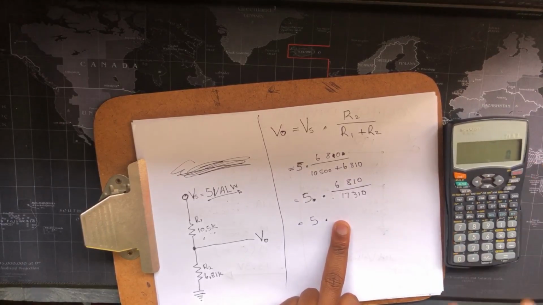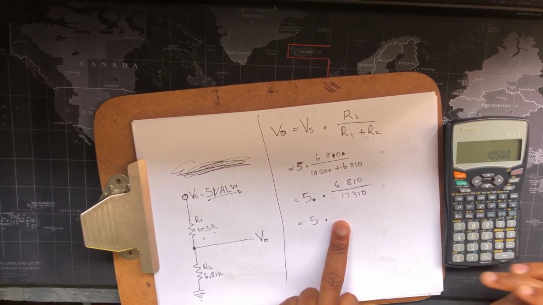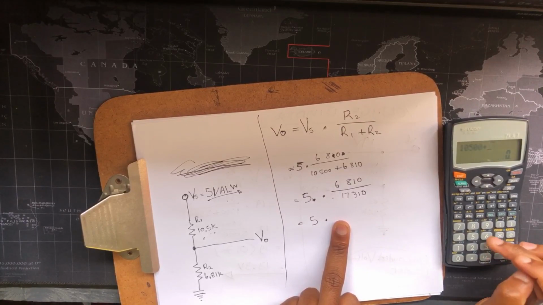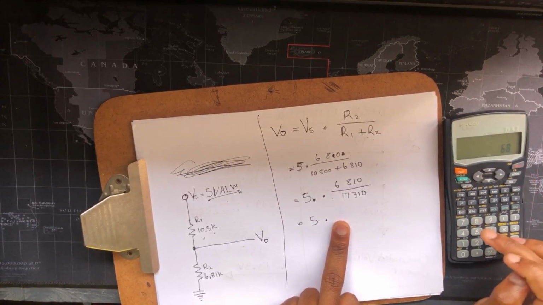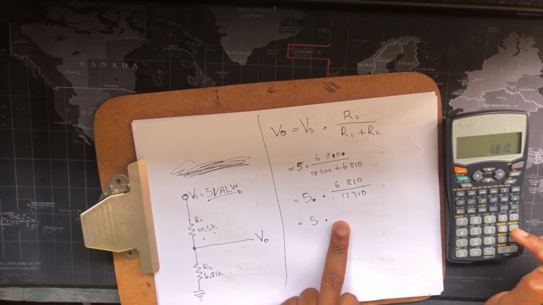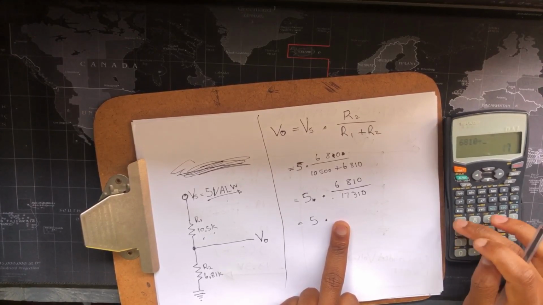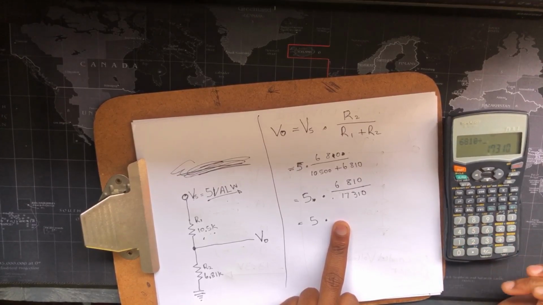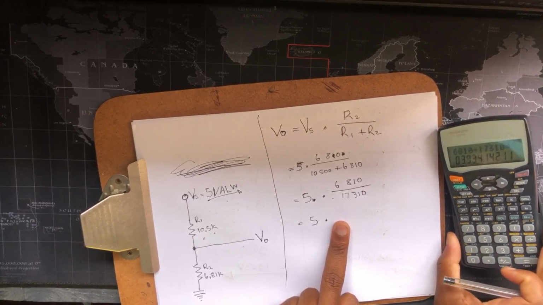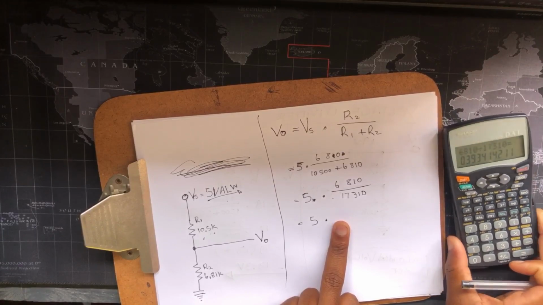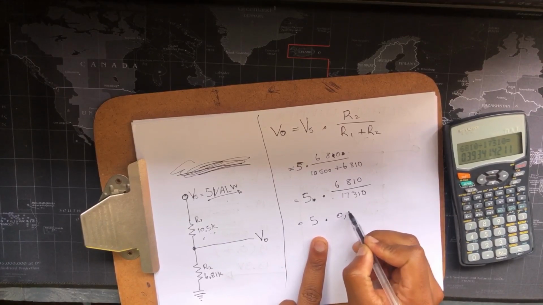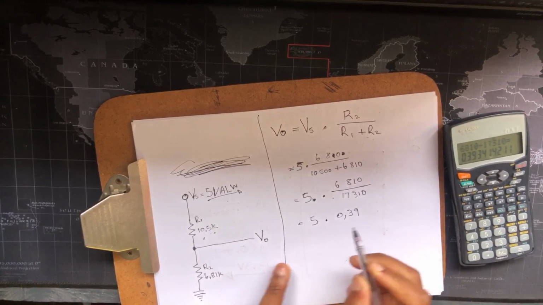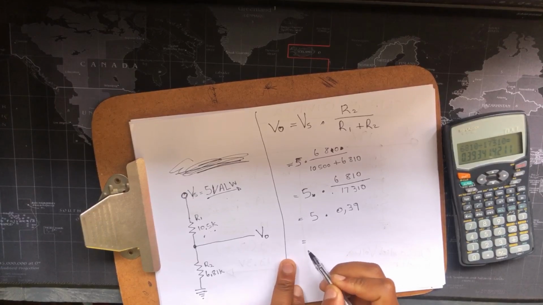Okay, let me repeat again because we have to be sure that you don't make any mistake. Okay, plus 6,810. Yeah, correct. To do 6,810 divided by 17,310, the answer is 0.39.